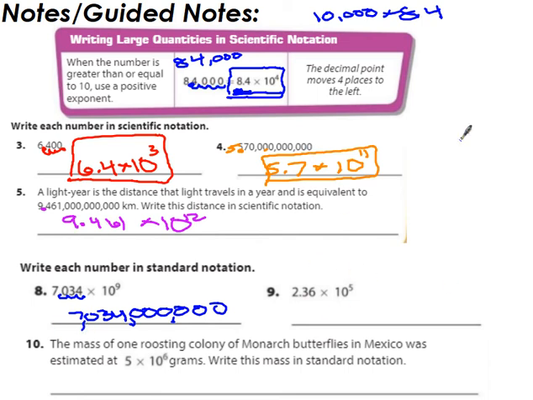Try number 9. So 10 to the 5th power means I got to move it over 5 times to the right. Let's find a different color. So I got to move it over once, twice, and then 3 more times to get to 5. So that means 3 zeros. So 2, 3, 6, and 3 zeros. 236,000.